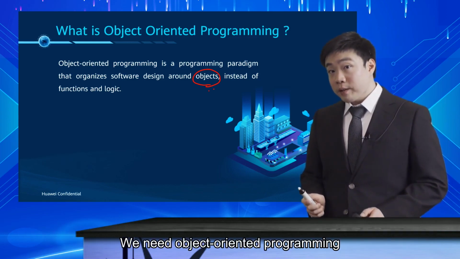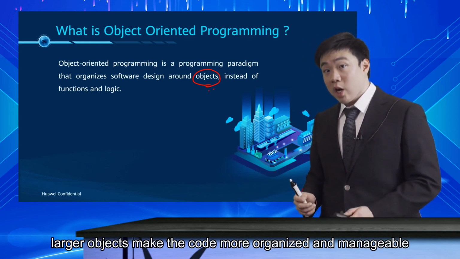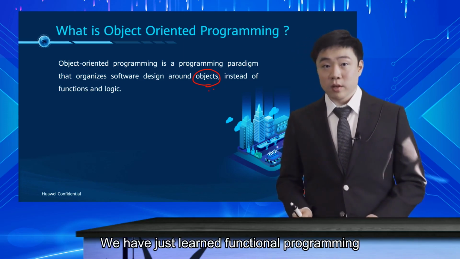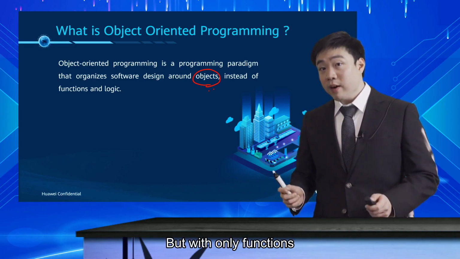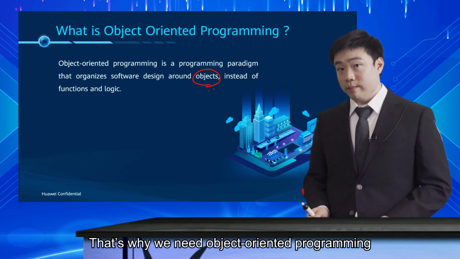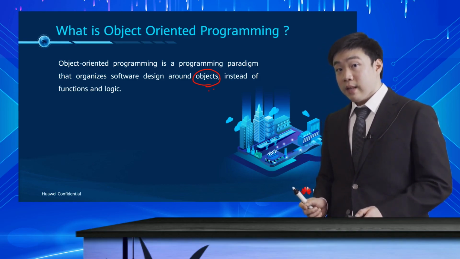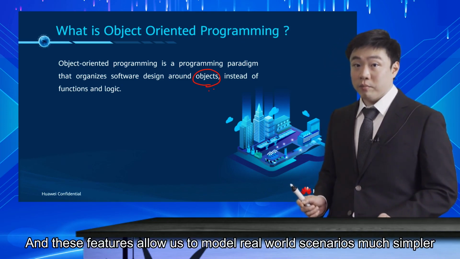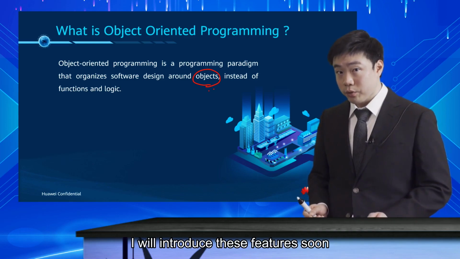We need object-oriented programming because as our program grows larger, objects make the code more organized and manageable. We have just learned functional programming, and functions also help organize our code. But with only functions, it is not enough. That's why we need object-oriented programming. It provides some important features that functional programming doesn't have, and these features allow us to model real-world scenarios much more simply. I will introduce these features soon.